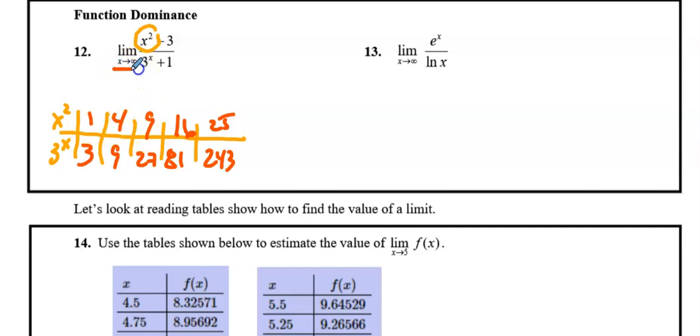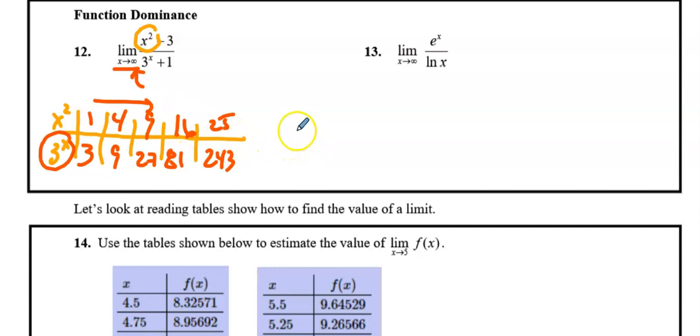Notice that as x is getting bigger, I added 1, 1, 1, 1. Notice that x squared is slowly getting larger, right? We started at 1, and now we're at 4, 9, 16, 25. But the bottom goes 3, and by 5, it's already up to 243. So what we call this is we say that this function here is dominant. It's a dominant function because it's approaching infinity much larger than anything else.